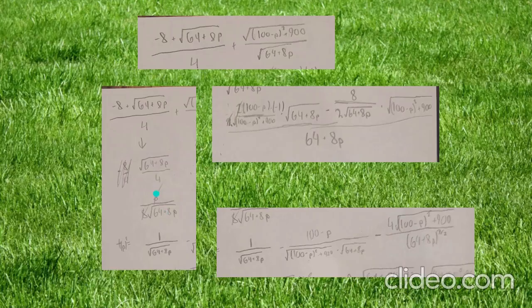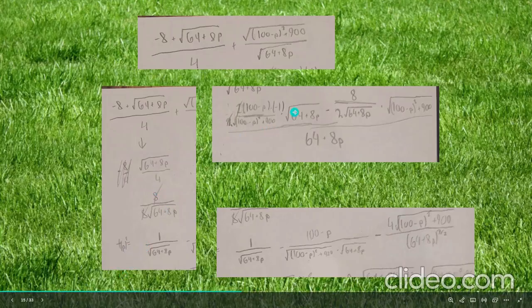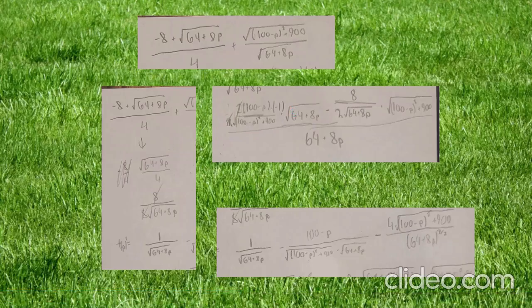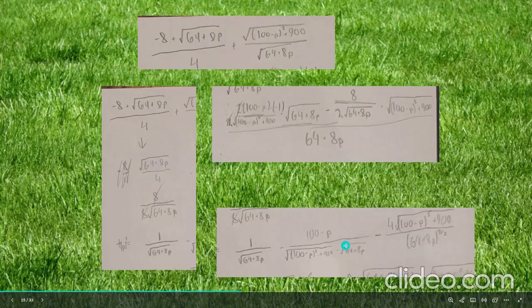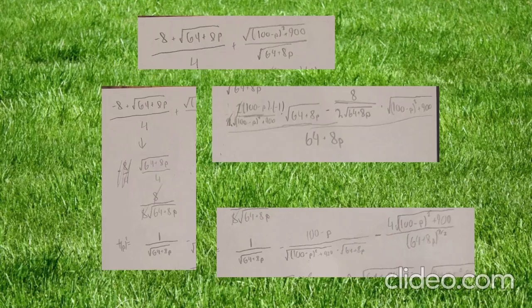We have 8 on the top, 8 on the bottom, so it's going to be 1, and then root 64. And then we got this one. We have to use the quotient rule, which, spoiler alert, sucks. So take the derivative of this, derivative of that, all over this. And then we get this really wacky thing at the end, because you're dividing by the 64 over 8p.